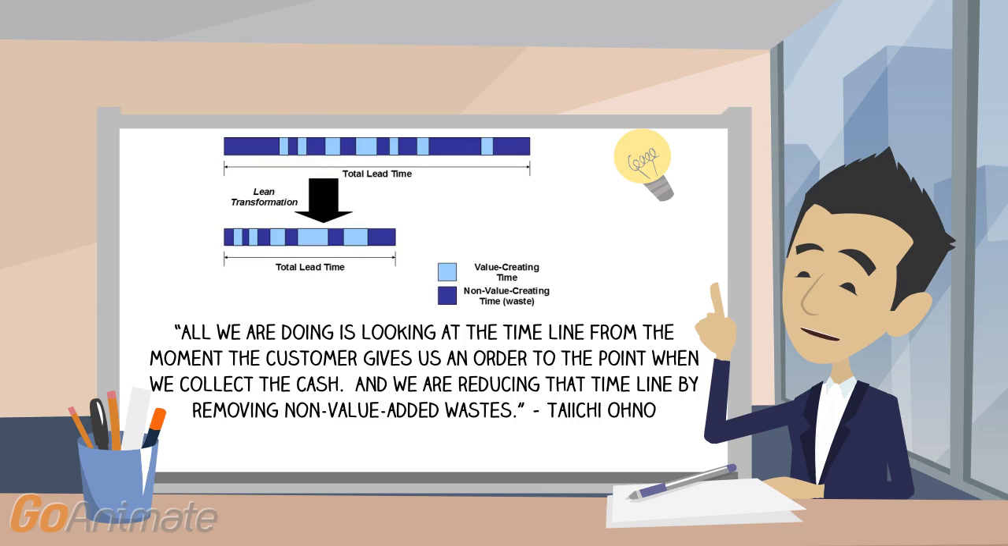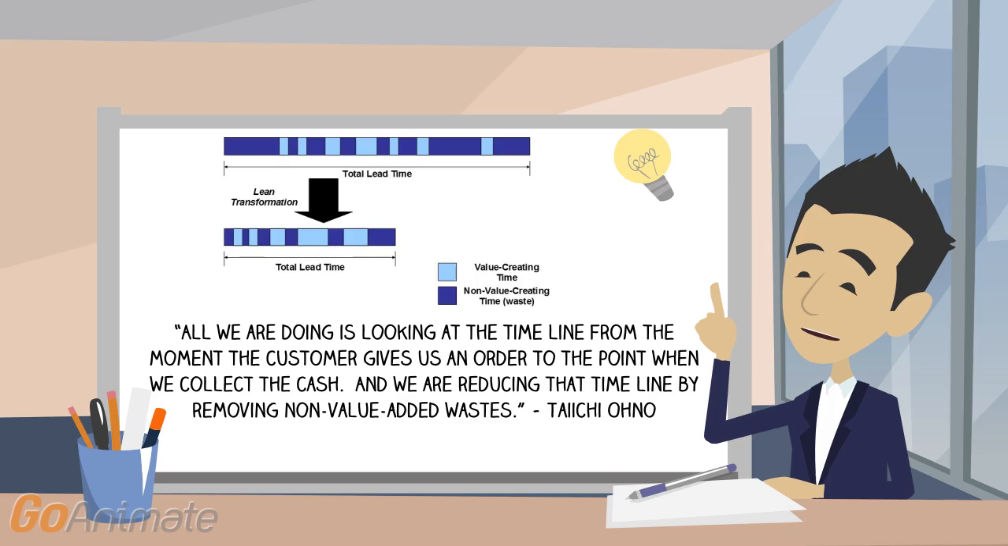Let's take another perspective on Lean. Imagine the timeline that begins with the customer placing an order and ends with the customer paying for that order. That timeline includes things like purchasing raw materials, manufacturing, planning, engineering, shipping, customer service, all of the processes necessary to deliver the product or service. That timeline includes value-creating time, time that you are transforming the product in such a way that the customer is willing to pay for it. And it includes non-value-creating time, time in which no value is being added. This represents the time in which the product is waiting.